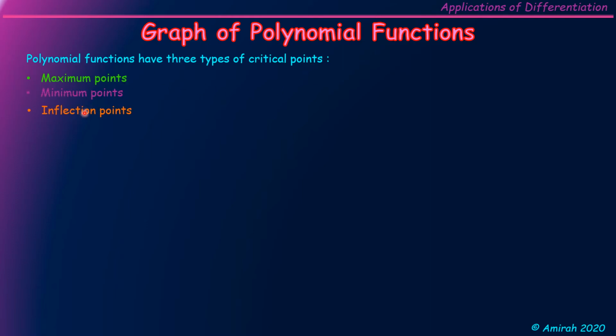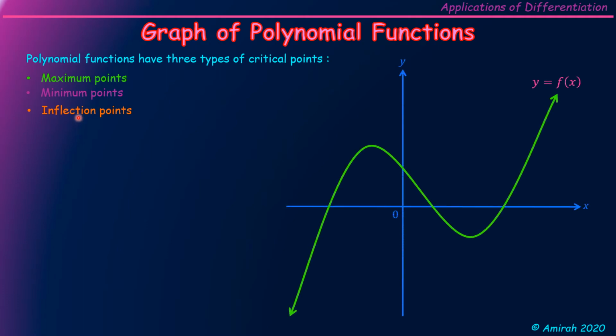Now let's look at all the important points for the graph of polynomial function. Polynomial function has three types of critical points: maximum points, minimum points, and inflection points. Now we consider this graph. We have curve y equals f(x). This is maximum point, this is minimum point, and this is inflection point.